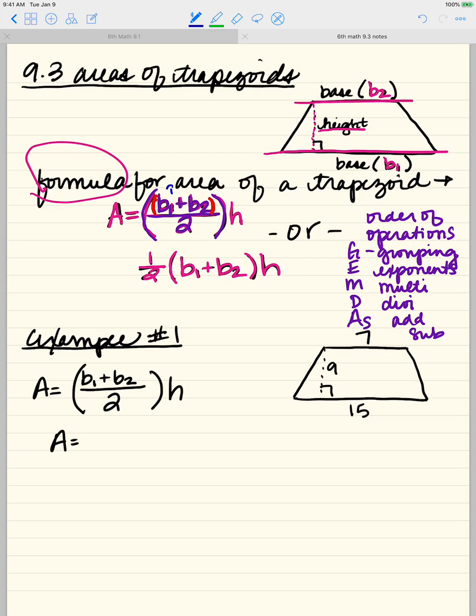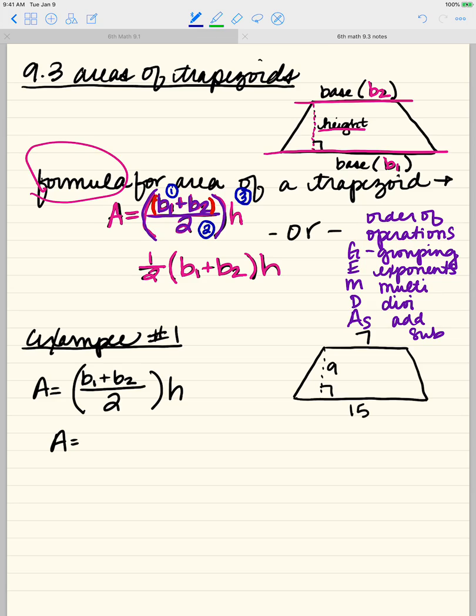You are going to add base 1 and base 2 first. Then you are going to divide that sum by 2. That is step number 2. Then you are going to multiply your quotient of that, which your quotient again is the sum of base 1 and base 2 divided by 2, okay? So you have what you've divided, you have your quotient, and you multiply your quotient by the height.